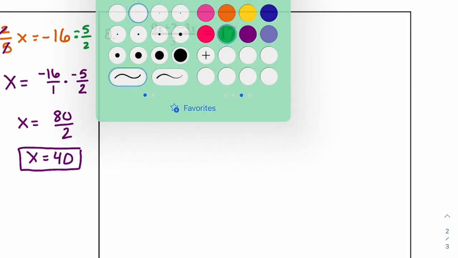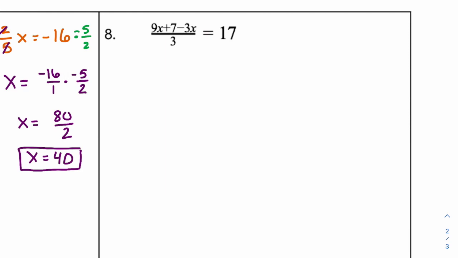Number 8. You have a couple of options here too. I just like to get rid of my denominator as quickly as possible. It's really bugging me. So the first thing I'm going to do here is multiply by 3 on both sides. Since that's divide by 3, to get rid of division, I multiply. So when I do that, these cancel. My numerator just becomes my equation. 17 times 3, 51.